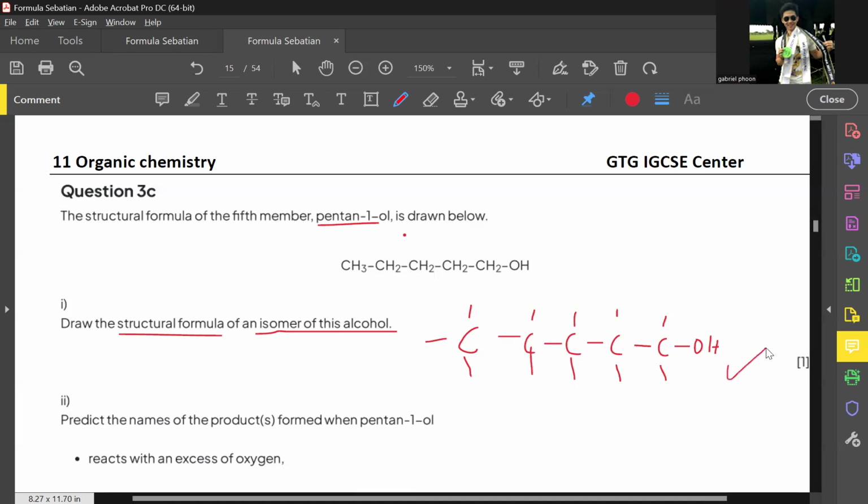Hey, this is literally a displayed formula and this is a structural formula. These two are the same thing. One is displayed, one is structured. So I want to say that these two are the same thing. They are not isomers of each other.